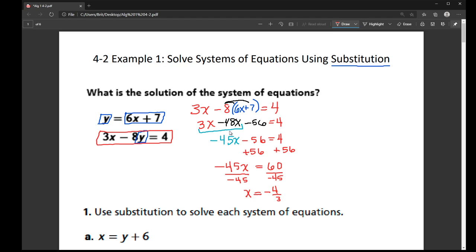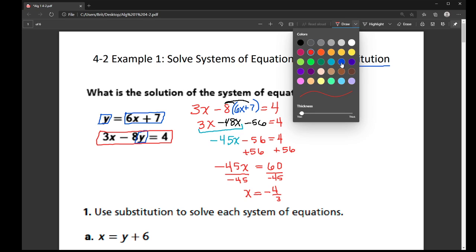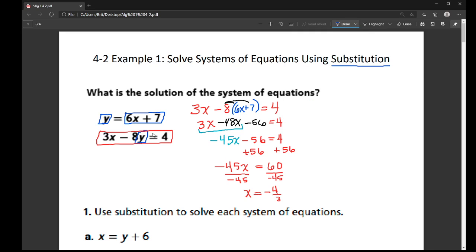Once I know what x is, I can come back to either of these equations and plug in the x to find my y. I could do either the blue equation or the red equation. In this case, I'm going to do the blue equation because y is already alone, and that looks like less work for me. So I have y equals 6 times negative 4/3 plus 7. Oh, that y looks like a g. Let me see if I can fix that.